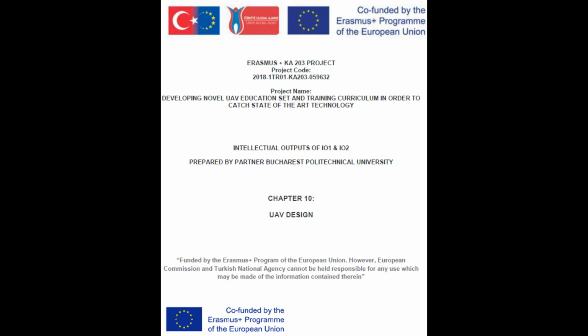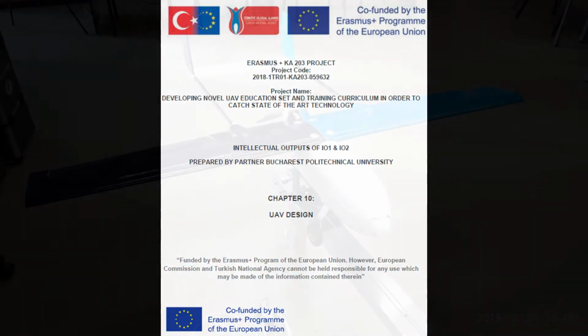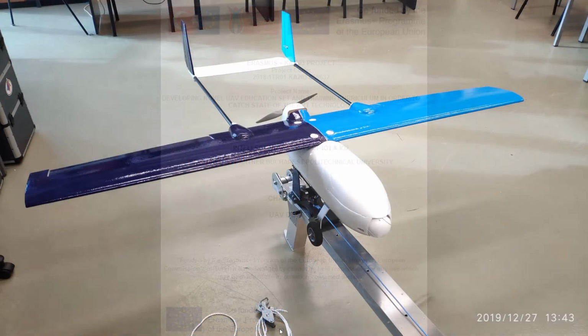This video is an example on how to use XFLR5 software for evaluation of aerodynamic and stability characteristics of an unmanned aerial vehicle. We will use the Skyhunter 1.8 meters wingspan long-range UAV for exemplification.